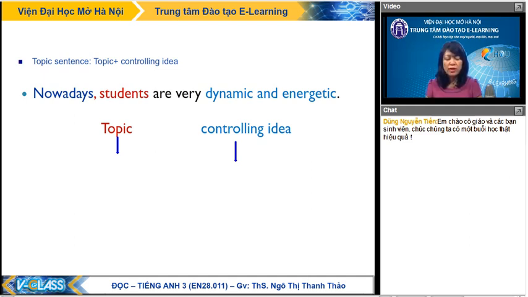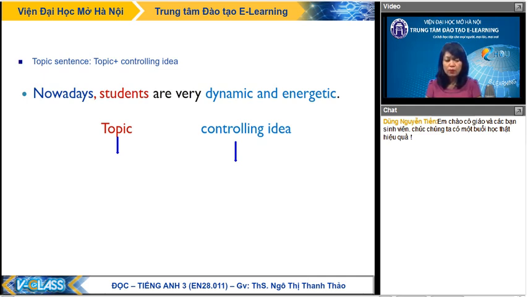Nowadays, students are very dynamic and energetic. So what about the topic of the lesson? The student here is the topic. Dynamic and energetic is controlling idea. So if you write the topic sentence in this way, you have to find the supporting idea to prove that students nowadays are very dynamic and energetic. Okay? Supporting idea must support the controlling idea, right?